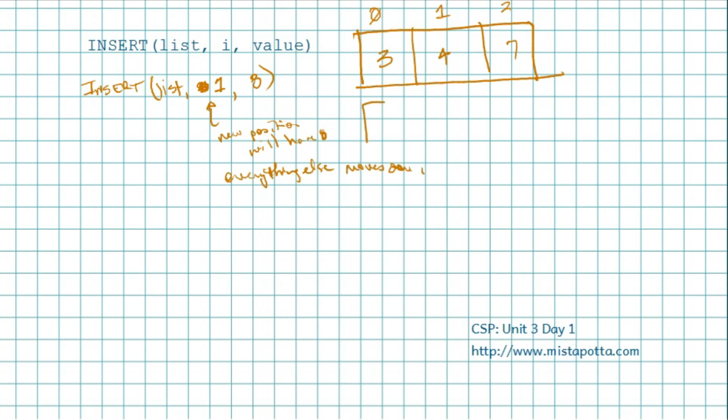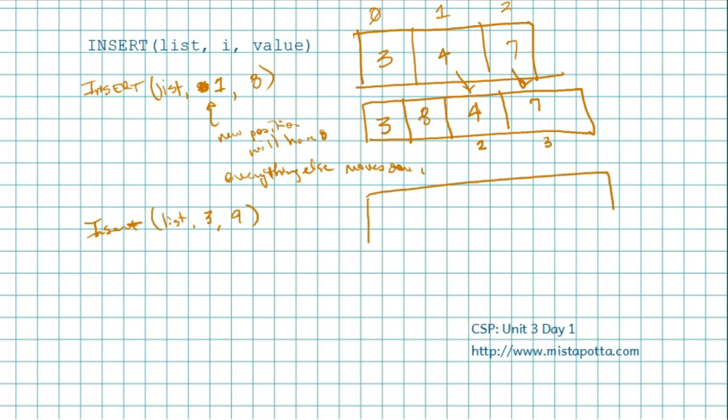So in other words, this 3 is going to stay here. That's still in position 0. Position 1 will have the 8 that I'm inserting. And then everything else gets moved down to a new position. So now position 2 contains a 4, and position 3 contains a 7. And then if I want to insert list, comma, 3, comma, 9, then I'm going to have a new list.